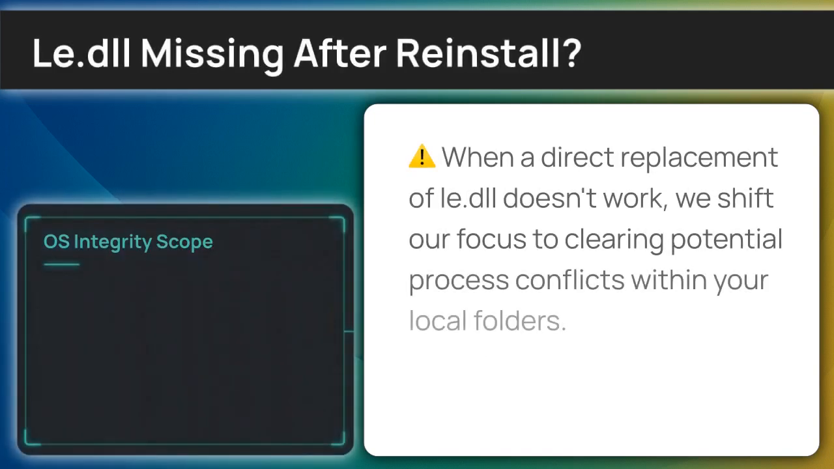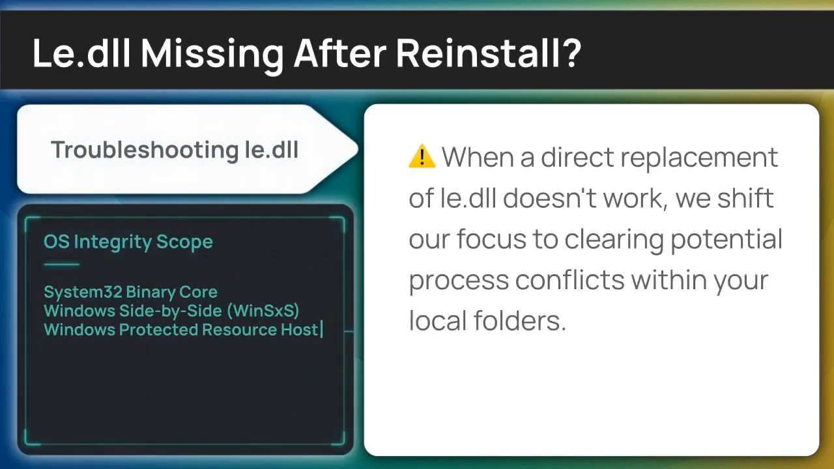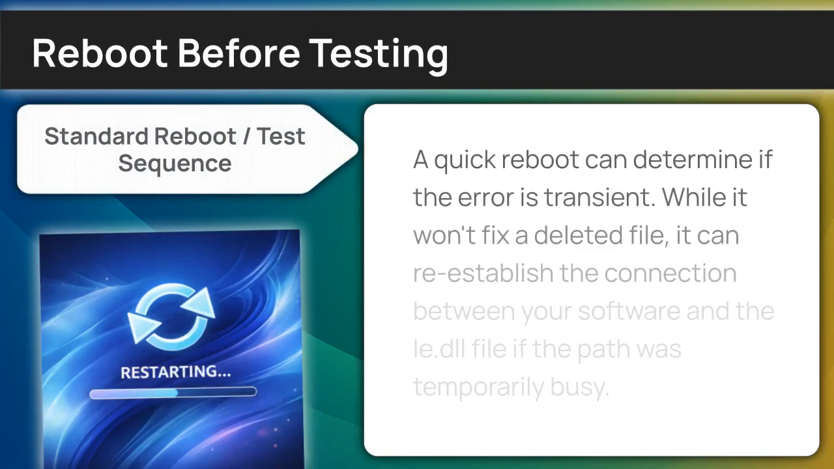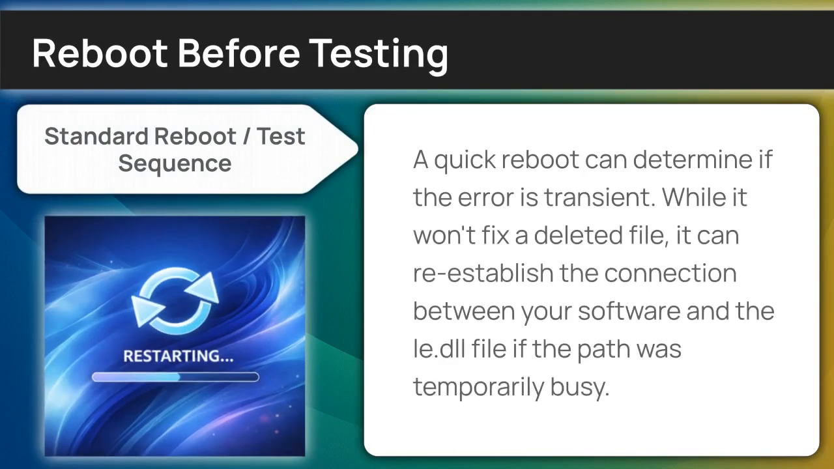If no luck was had with the Redistributable package, we will escalate the fix by performing a targeted reset of the system state. A full system restart ensures that no background processes are currently locking the Le Library file. A fresh boot allows Windows to reinitialize its library map from a clean state.